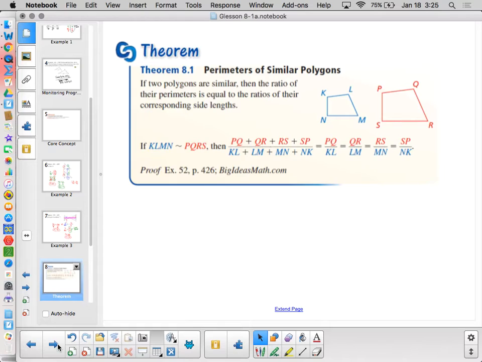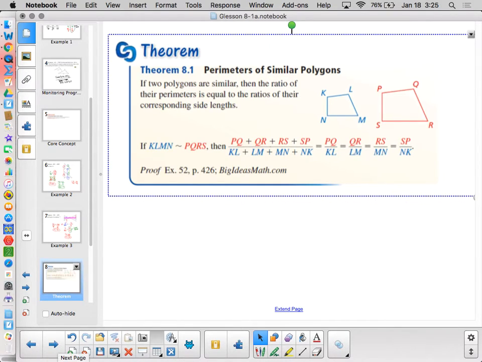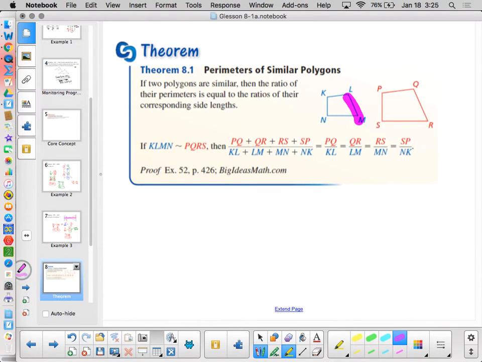Included in length measurements are perimeters. Perimeters are a length measurement. So the perimeters exist at the same scale factor as the corresponding sides or the corresponding diagonals or the corresponding altitudes or whatever other lengths there are in the figure. So the ratio of, say, the perimeter of KLMN to PQRS, so the perimeter of this compared to the perimeter of this, is the same as the ratio of any pair of corresponding sides, the same scale factor.